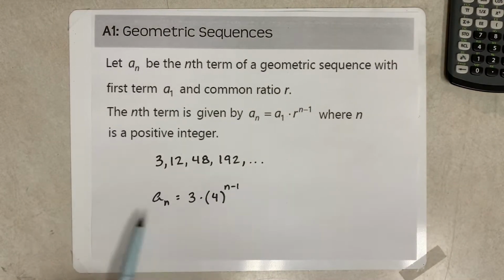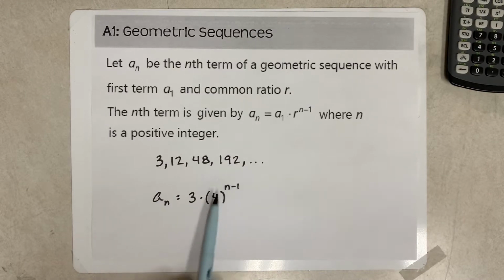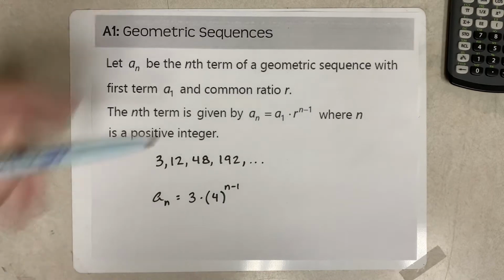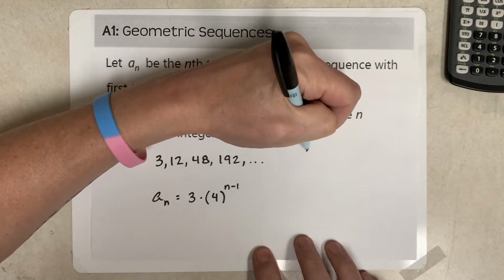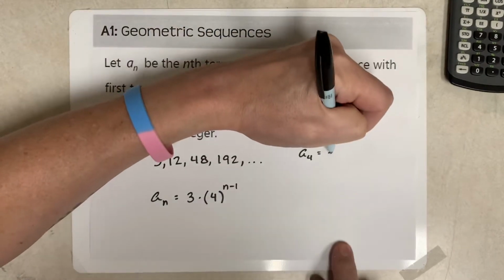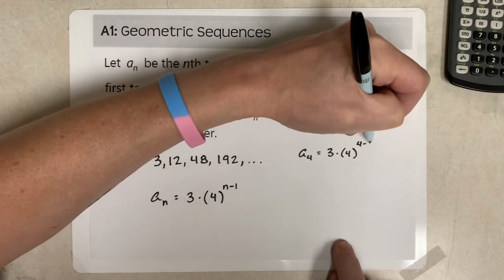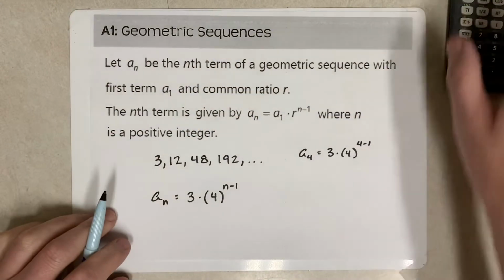Now we can find any one of these that we want. For instance, the fourth term is 192, right? So let's do a sub 4. a sub 4 is equal to the fourth term. We want to get 192. 3 times 4 to the 4 minus 1. And there's a reason why that minus 1 is sitting there.